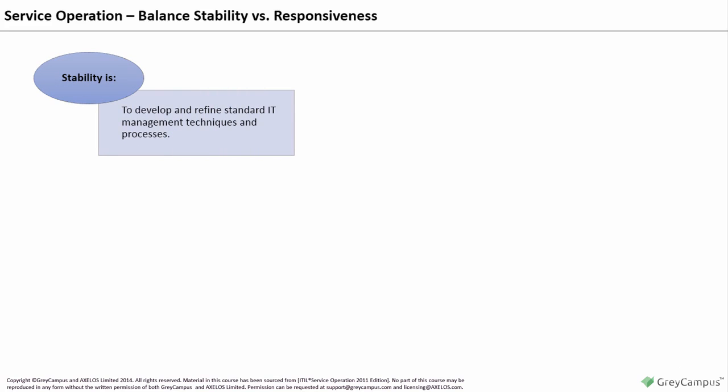Service operation. Balance stability versus responsiveness. No matter how well an IT service has been designed, and no matter how good the functionality of an IT service is, it is worth nothing if its individual IT components are not performing as per their agreed levels and not delivering the desired value. Stability is to develop and refine standard IT management techniques and processes. Service components need to be available and perform consistently.